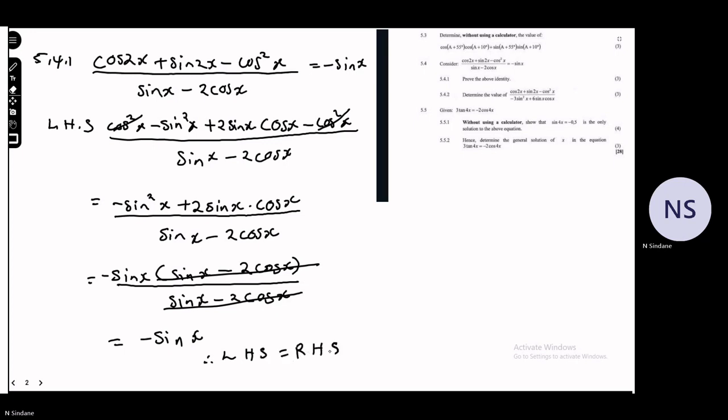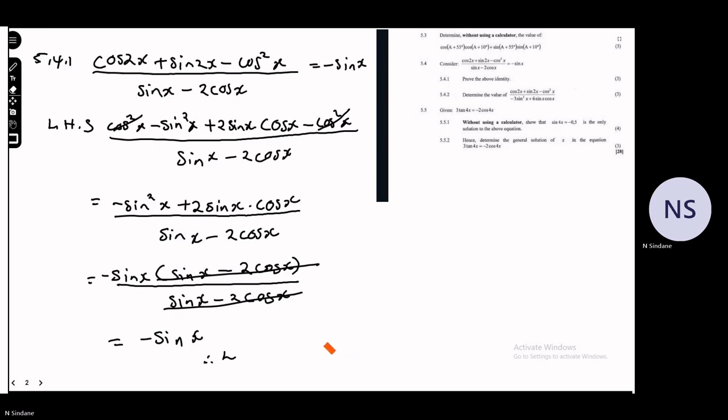This conclusion is very, very important, but don't conclude without simplifying, right? Most learners, they just go to the conclusion and say negative sine x is equal to sine x, therefore left hand side is equal to the right hand side. You're not gonna get a mark for that.